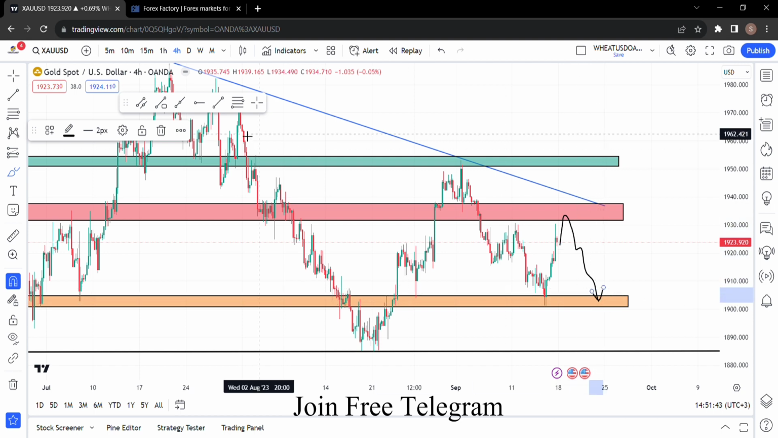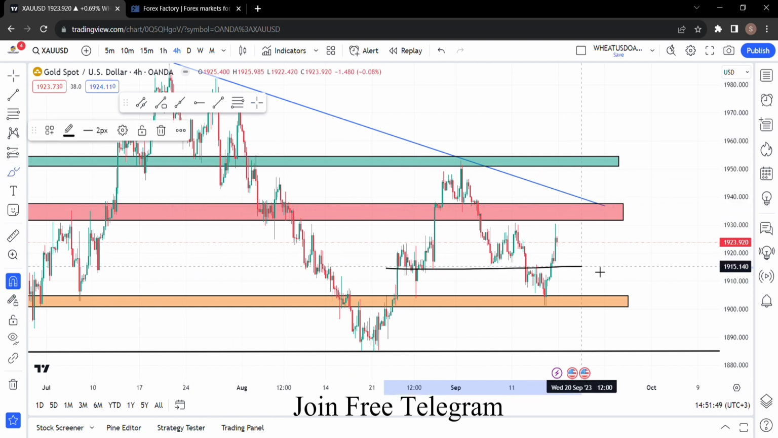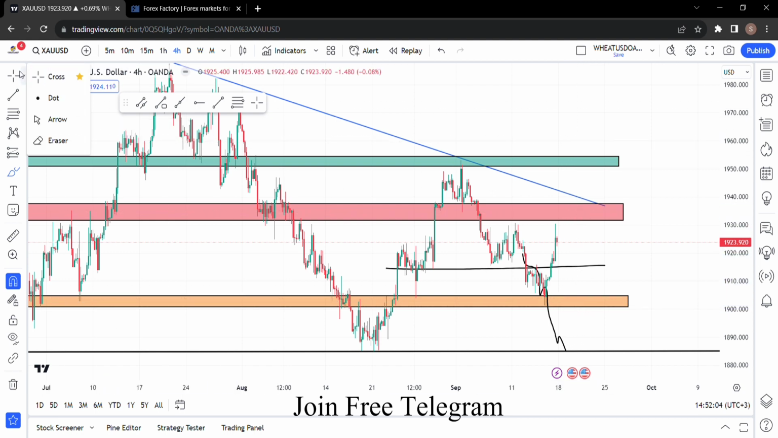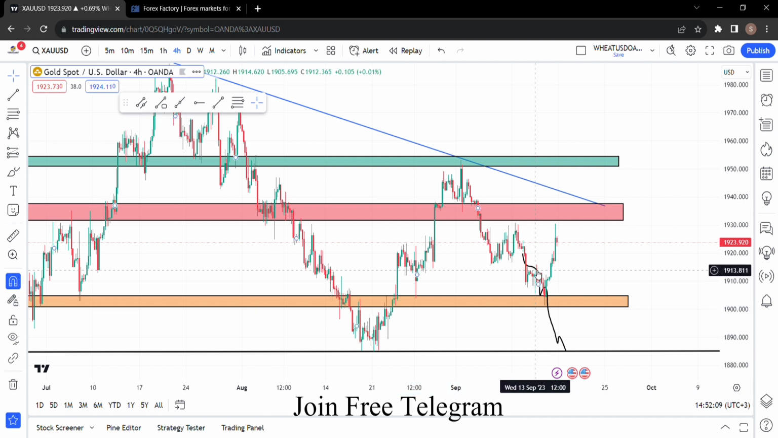Many people are stuck in the selling position because when the market broke this area, they sold blindly and the market didn't fall according to expectation. It made simply a 2 week support here and it got pumped. So many people are stuck here in the selling of gold.